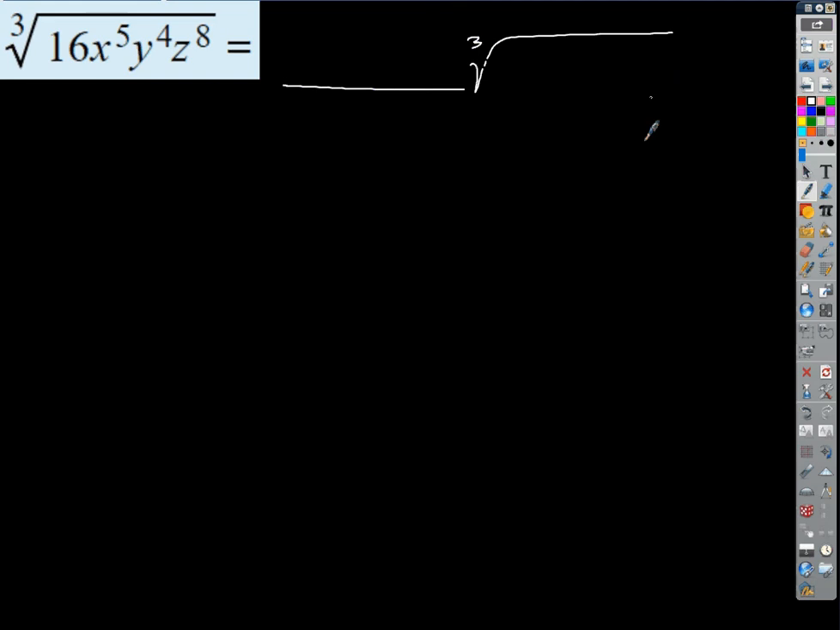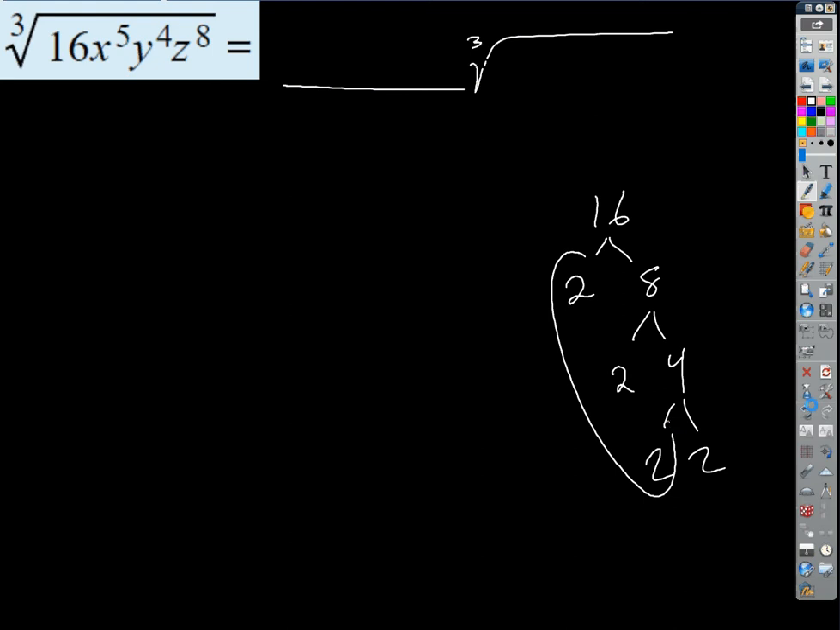So let's take the number 16. Factor tree, what do we get? 2 and 8. 8 is 2, 2. Okay, so we get a triple 2 and a single 2. So we're going to get a 2 out and a 2 in, right?